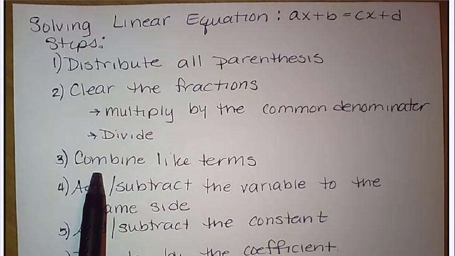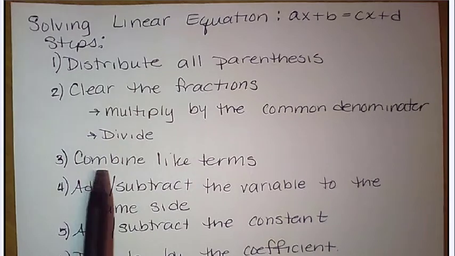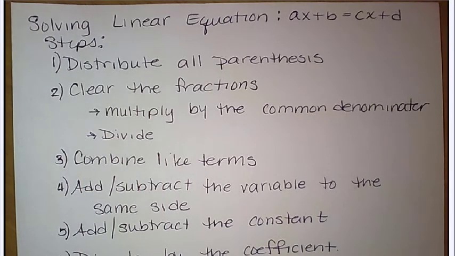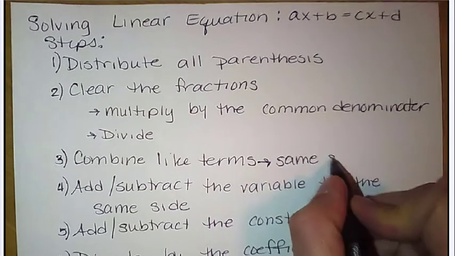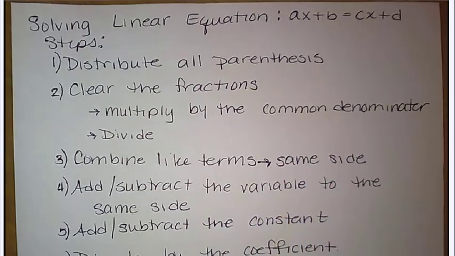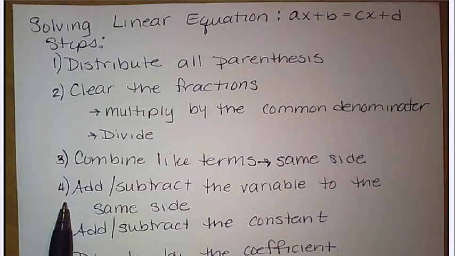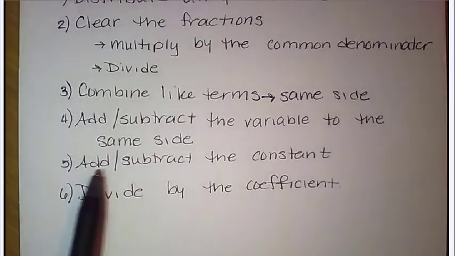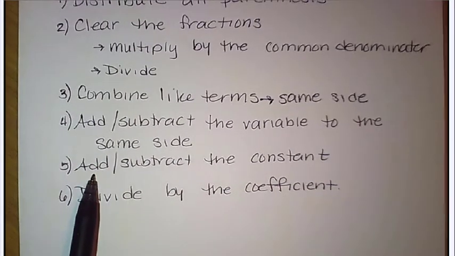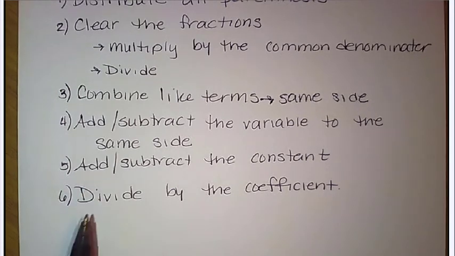The third step we're going to do is combine like terms. These like terms do need to be on the same side of the equation, so either both on the right or both on the left. Then we're going to add or subtract the variable to the same side, and it doesn't matter if we move it to the right or to the left, we're just going to move them all to the same side. Then our fifth step is we're going to add or subtract the constant, getting that away from our variable. And then finally, the very last thing we're going to do is divide by the coefficient and get our variable completely by itself.